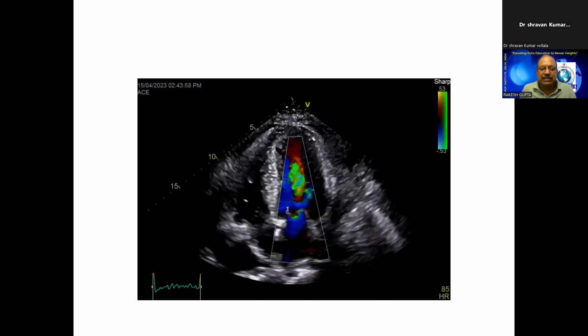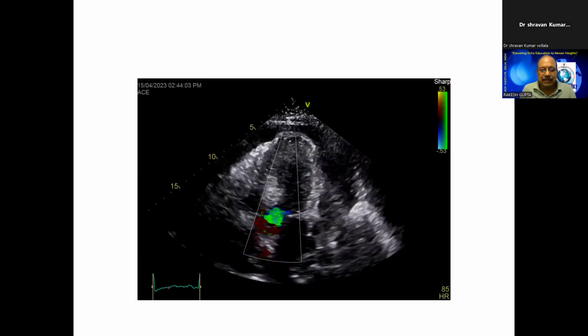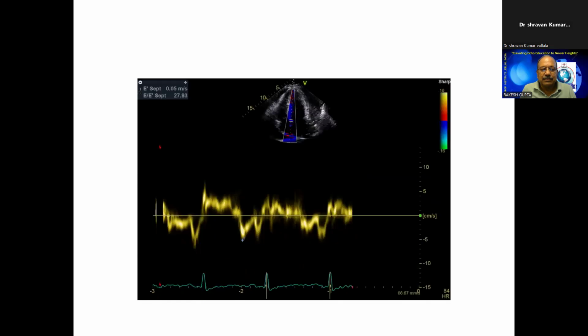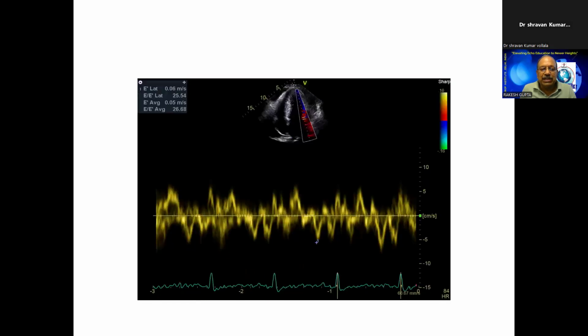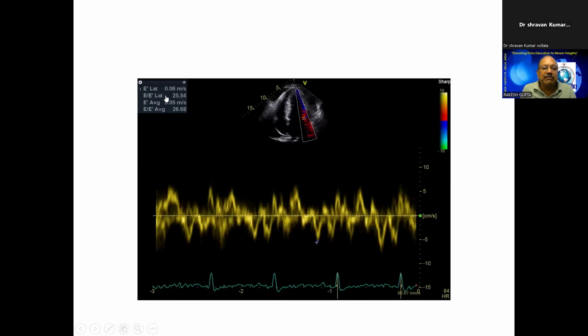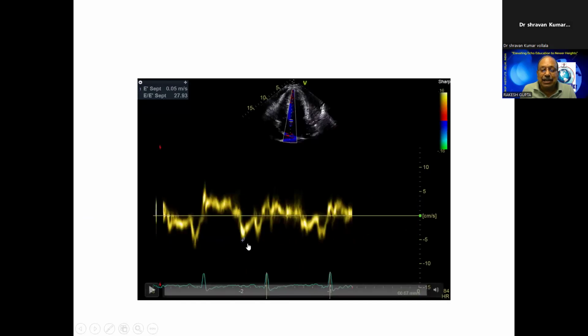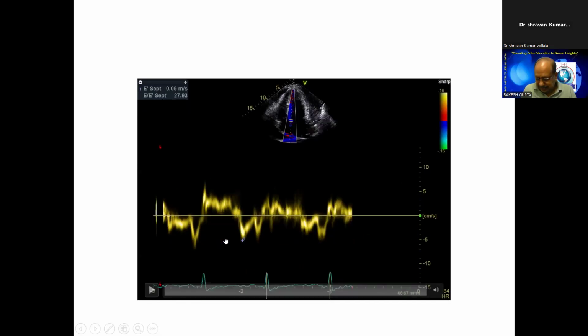Let's move further. Let's see what else is there. Now, look, one important thing which I told you. This is E prime septal, which is 5. This E prime lateral is 6. So if it's an effusive constrictive pericarditis, there will not be a collapse. It will start showing E prime septal as 5. This is 6, so it becomes 5 and that becomes 6.